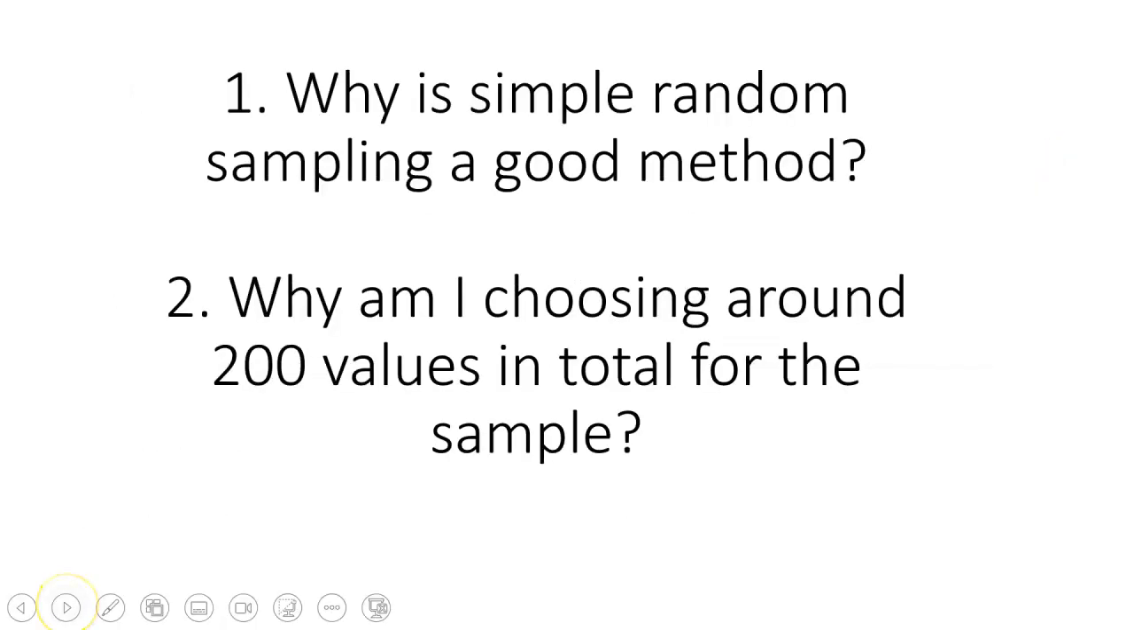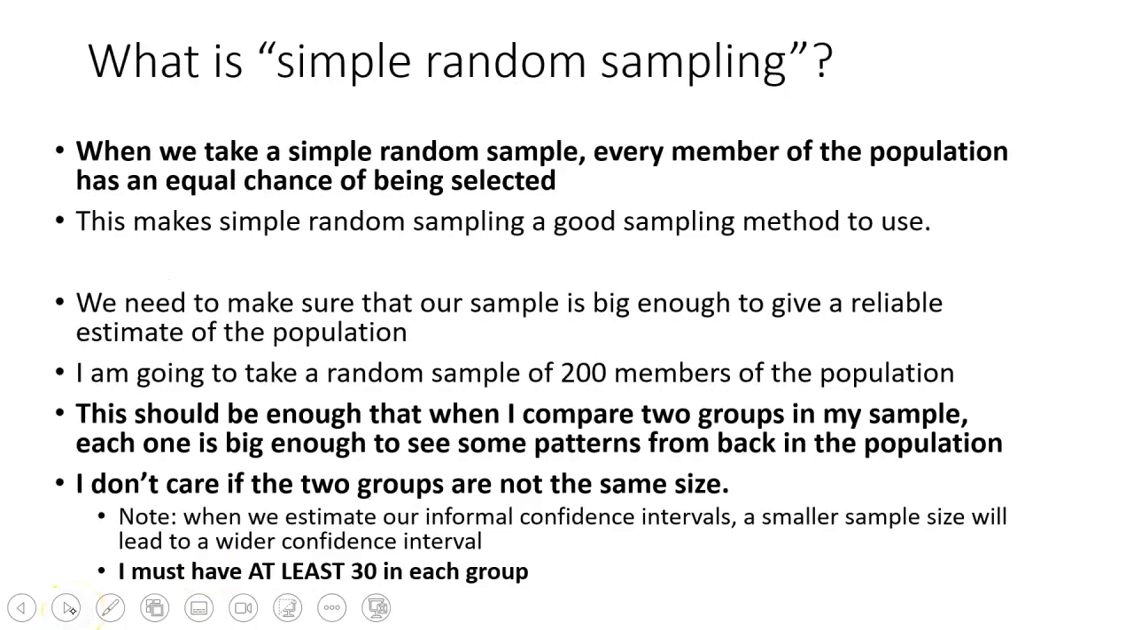Okay, so what we are doing here is first we're going to talk about why simple random sampling is a good method, and then I'm going to suggest that you take about 200 values for your sample. Now you can take more, and it will depend a little bit on what you see when you have a go at it, but bigger samples tend to be better. Okay, so this slide, pause the video and just have a read through it. This is really, really important, and then I'm going to talk through the main points.